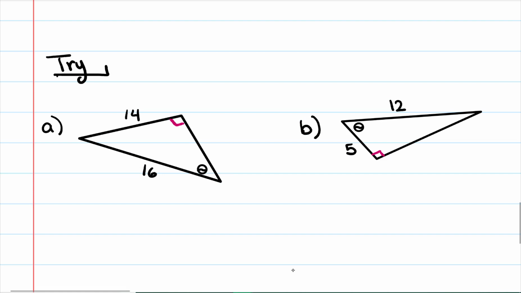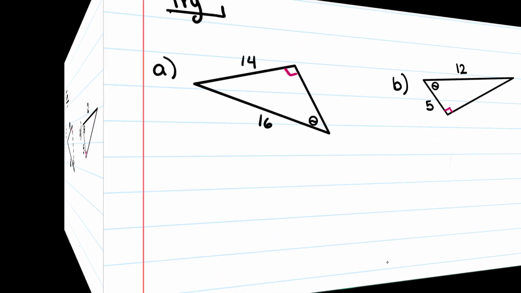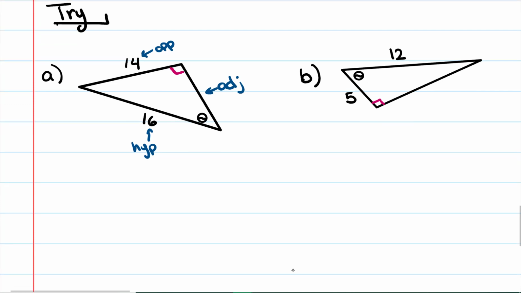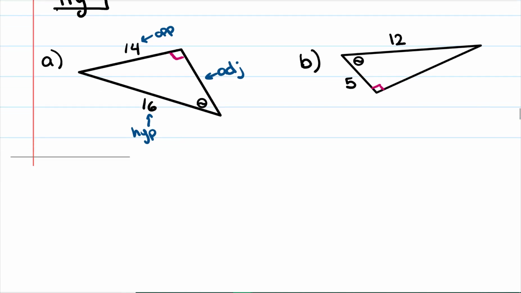On your own, I want you to try to determine theta for both of these triangles. Alright, let's give it a go. In this problem, I'm going to label my triangle. I'm going to do this a little faster now. This is my opposite. This is my hypotenuse. And this is my adjacent. So now I see that I have the opposite and hypotenuse, so I'm going to want to use sine.